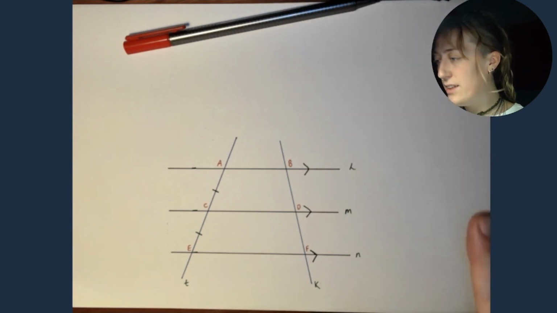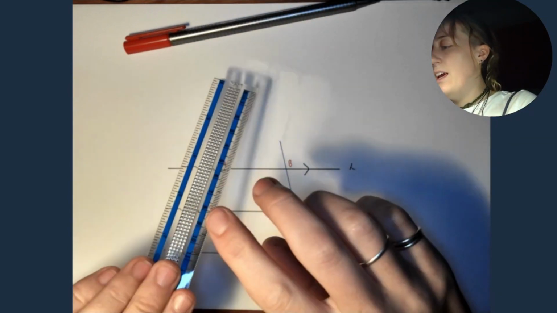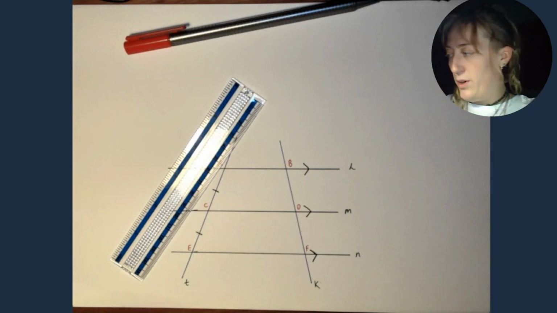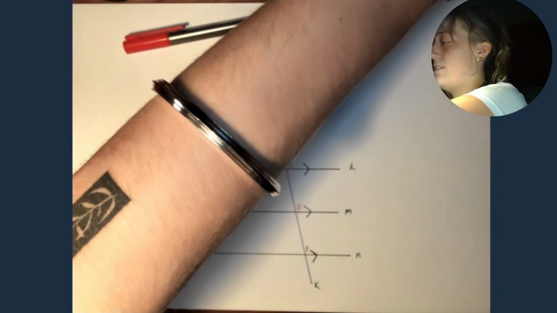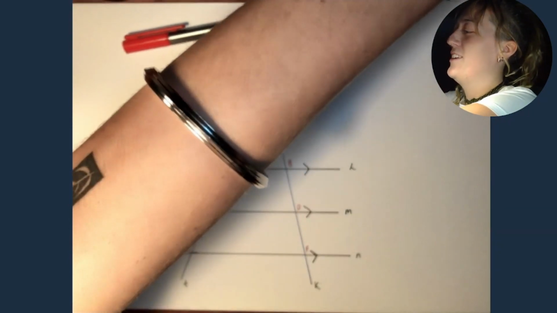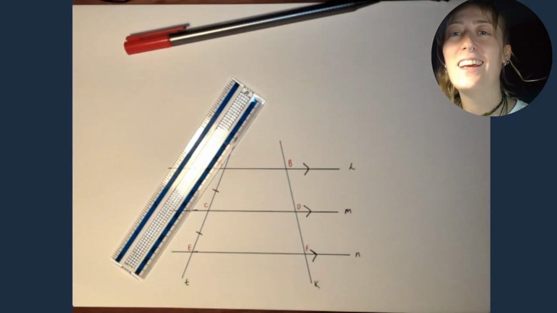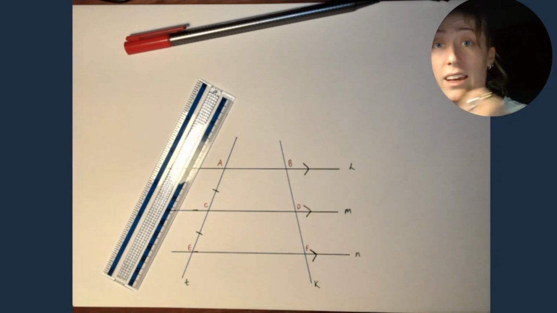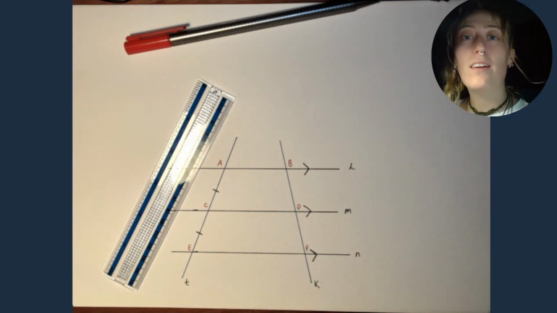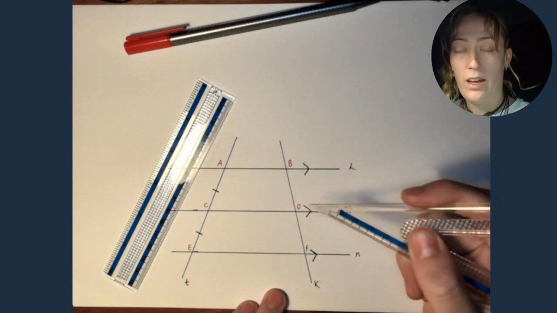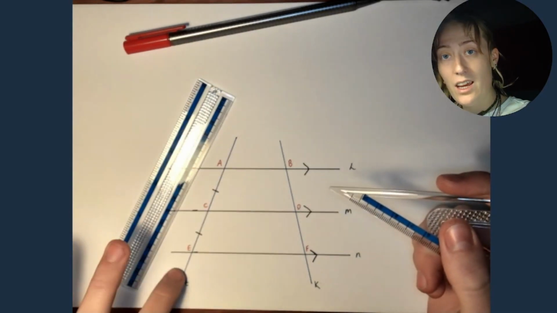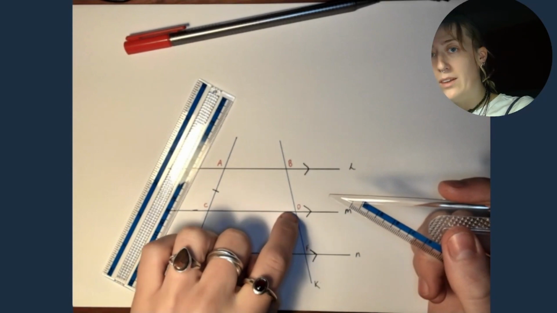Okay, the next thing I'm going to do, I'm going to take my ruler and my set square, and again, I'm going to draw a parallel line. I can't pick up my set square, hold on. A parallel line to T, okay? But this parallel line has to go through the point D, very importantly. So it's a parallel line to T that goes through the point D.